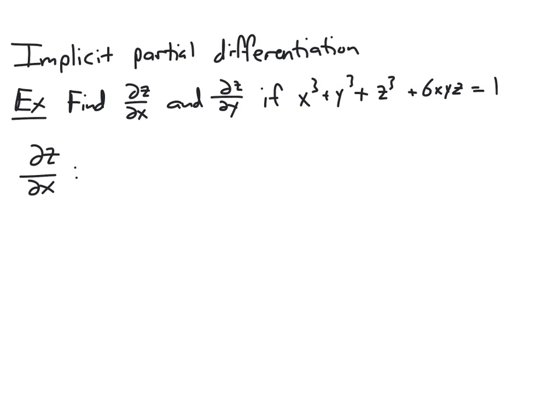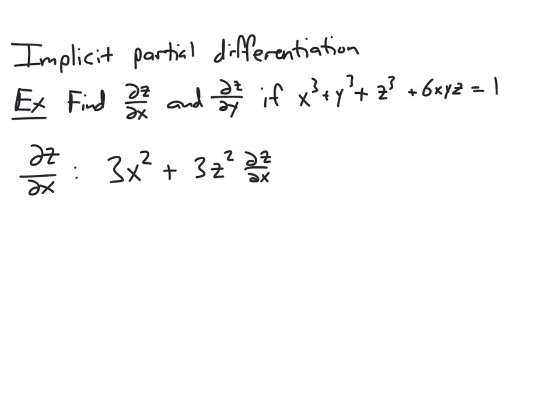So the derivative of x cubed with respect to x is 3x squared. The derivative of y cubed with respect to x is 0 because y is a constant. The derivative of z cubed with respect to x will be 3z squared. But then because we just differentiated a function of z, we need to throw on a del z del x. That's really just the chain rule of one variable calculus.